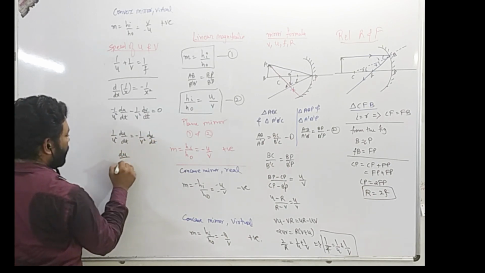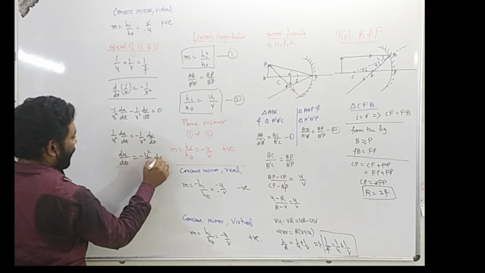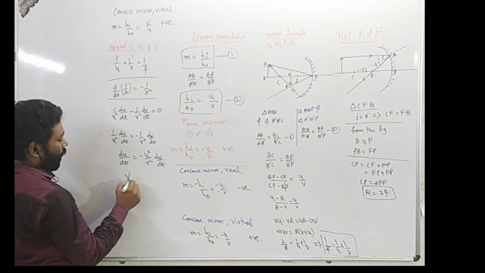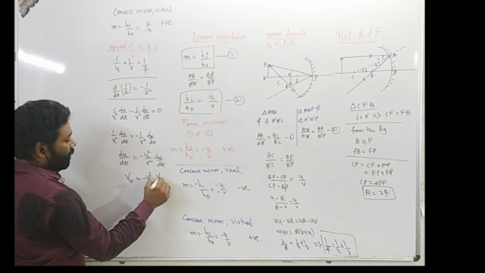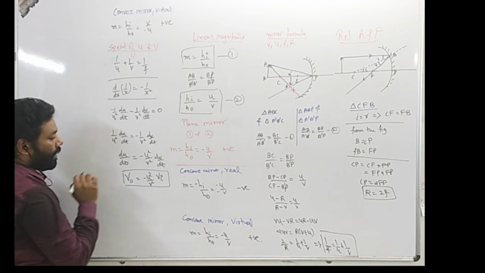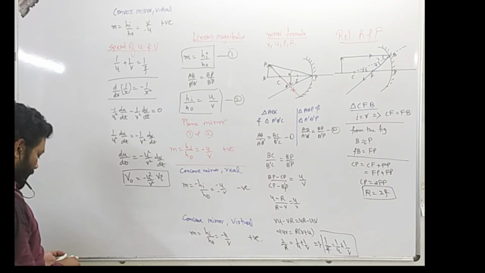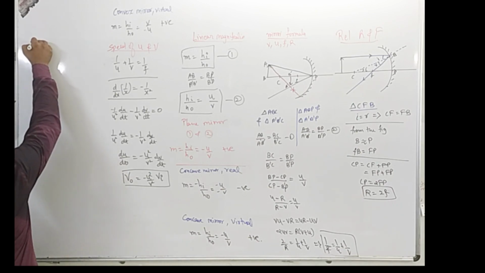This is the relationship between the speed of the object and speed of the image. du by dt is nothing but the object speed, and dv by dt is nothing but the image speed. So this is how we represent the speed between u and v. Next one we have is uses of mirrors, uses of curved mirrors.